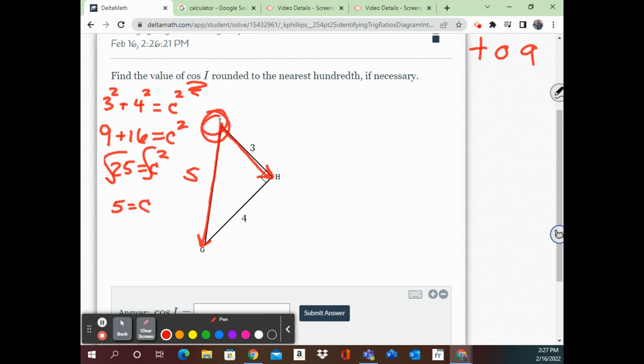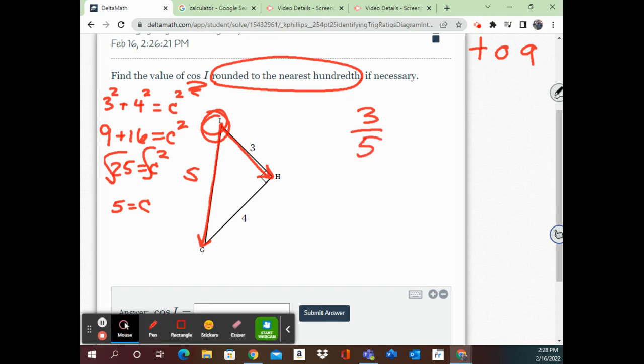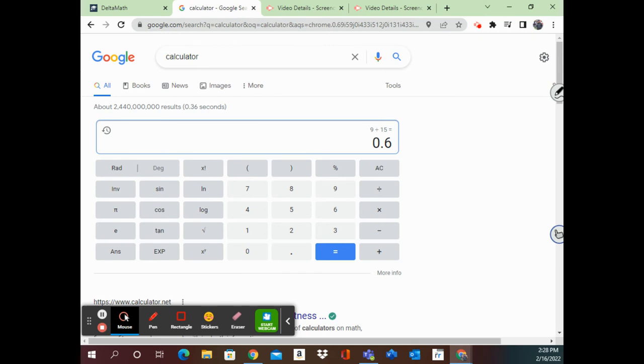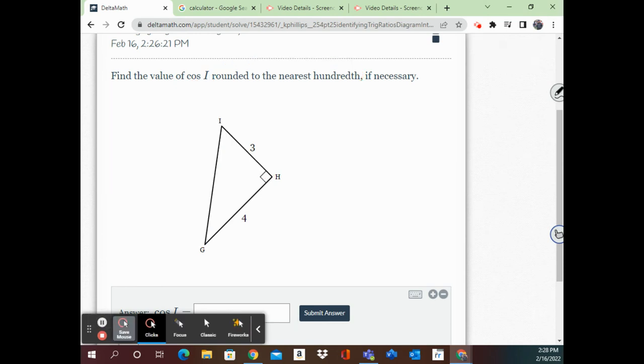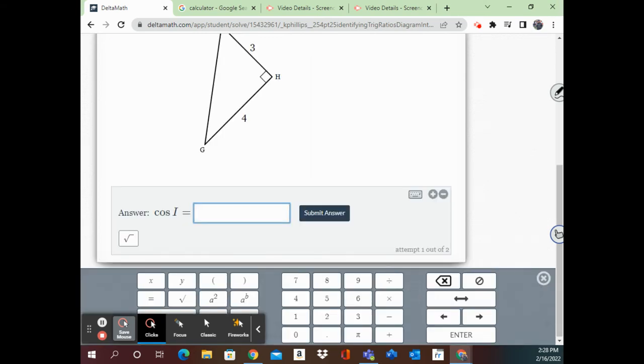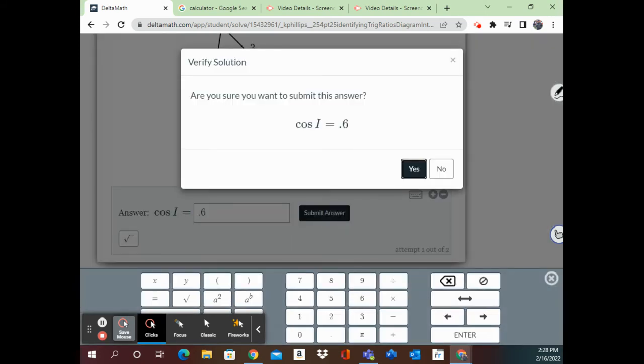So now it says again, round it to the nearest hundredth. So that means I'm going to take my ratio and give them the decimal form of it. So again, cosine is adjacent over hypotenuse. So our ratio is 3 over 5. If you do not know what 3 over 5 is, you may use your calculator, type it in, and you're going to get 0.6. So in this instance, what we'll have is 0.6 as our answer.